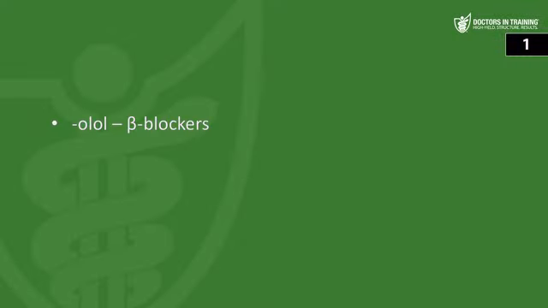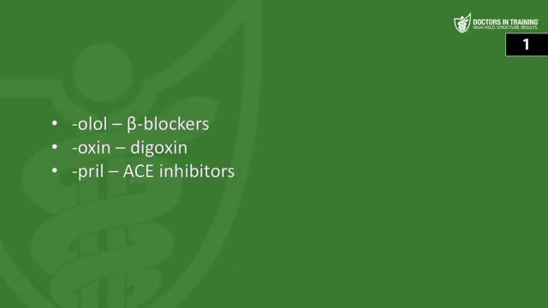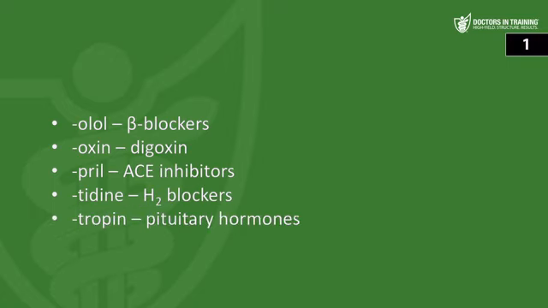So the first one is going to be -alol. Those are going to be your beta blockers. -Oxin is going to be the cardiac glycoside digoxin. -Pril is going to make you think of ACE inhibitors. -Tidine are going to be your H2 blockers. And then -tropin in general is going to refer to pituitary hormones.